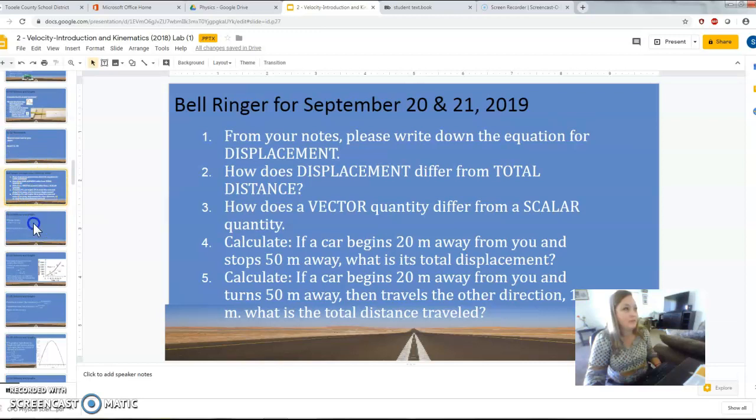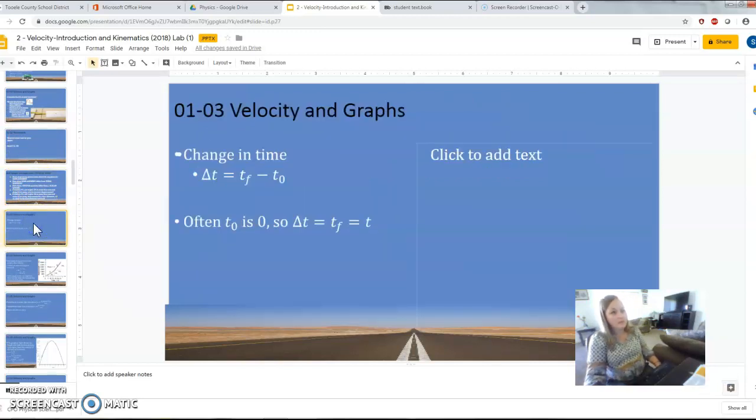Alright, so let's get going on with the other topics for today. Today our topics are going to be velocity. You might have heard the term talked about in terms of speed, but we're going to talk about velocity, and we're going to talk about the graphs and how velocity, time, and position all relate in graphing.